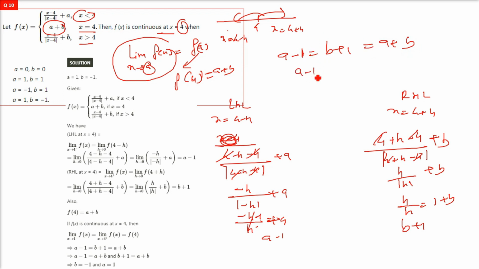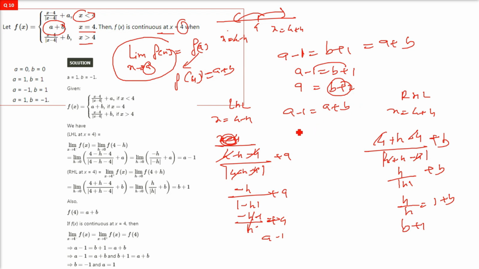A will come as 1 and b will come as minus 1. Let us do it: a minus 1 equals b plus 1, so this is a equals b plus 2. So we'll replace this a equals b plus 2 in any of the equations. You can take any combination. There are 3. So a minus 1 equals a plus b you can take, or a minus a plus b equals b plus 1 you can take.